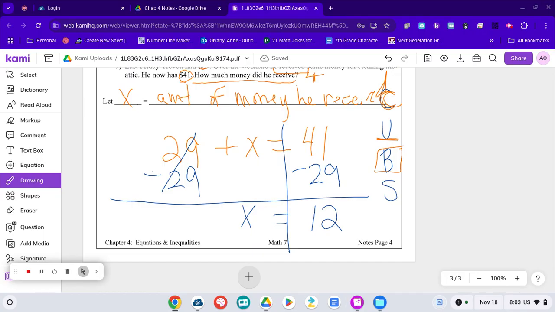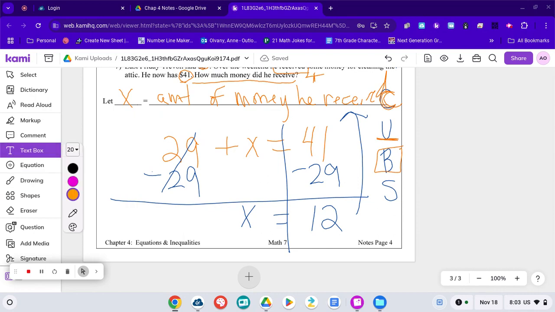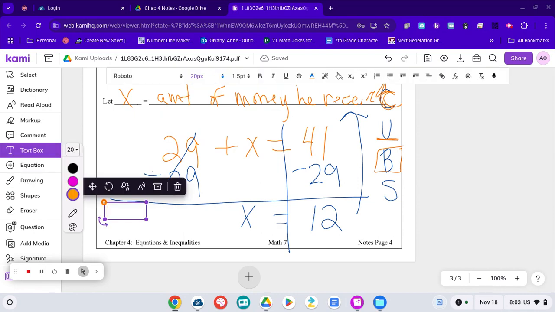Okay, so don't forget what we were asking. How much money did he receive? So I'm going to actually just type in here somewhere. Trevon received $12 over the weekend. Okay.